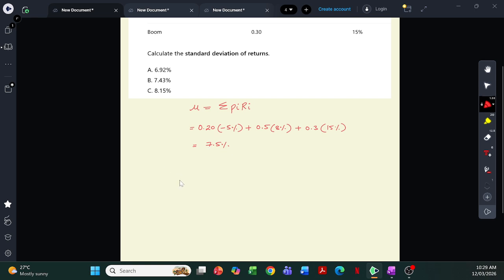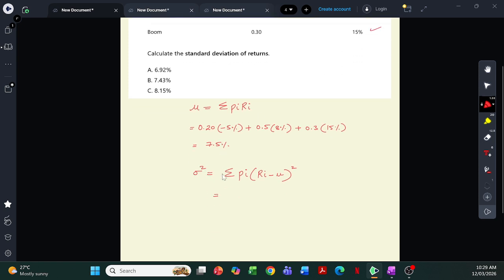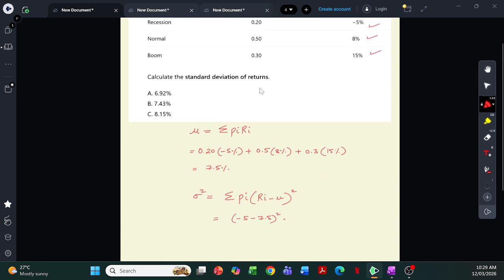The next thing we need to do is calculate the variance. To calculate variance, we're going to use this formula, which was covered in my last video as well, which is Ri minus mu, or the expected return, squared. So let's look at all of our returns. These are all our return series data. Okay, so minus 5 minus 7.5 squared, multiplied with the probability associated with it, which is 0.2.